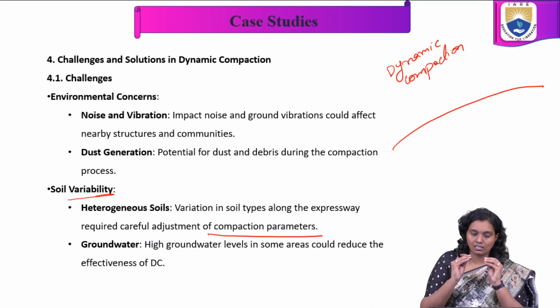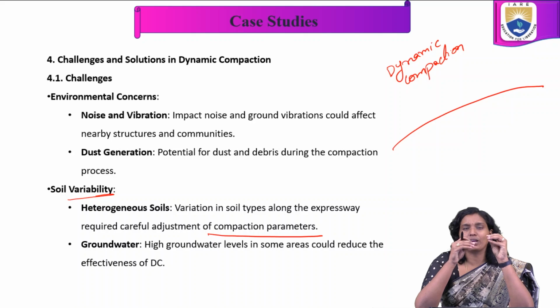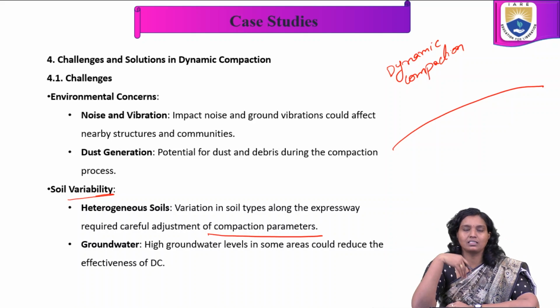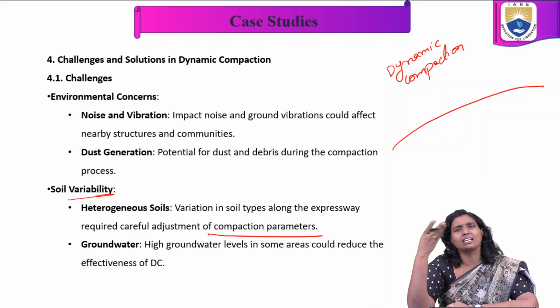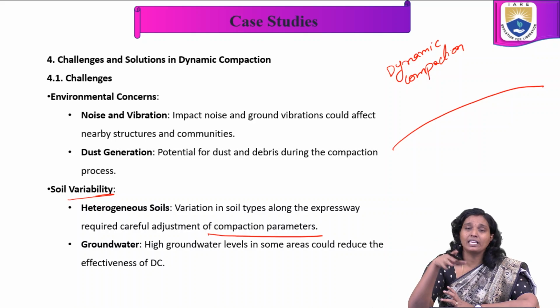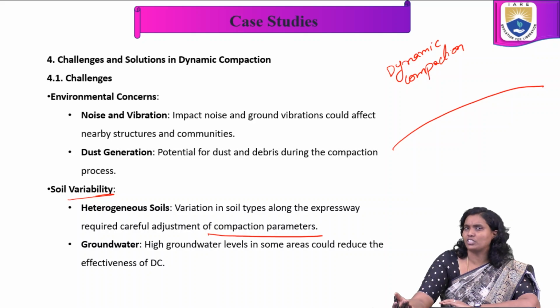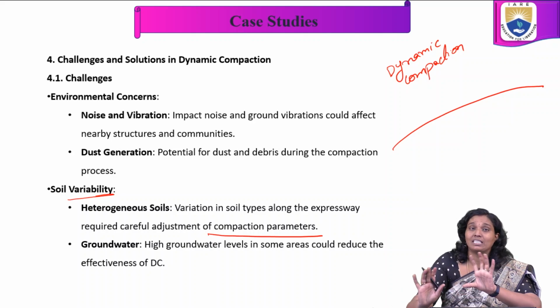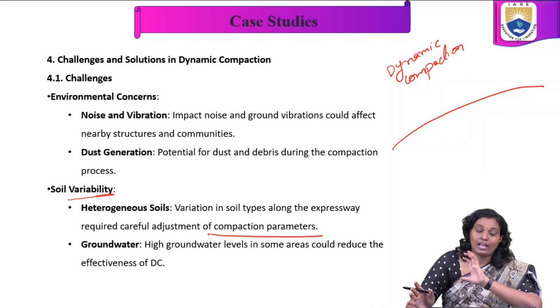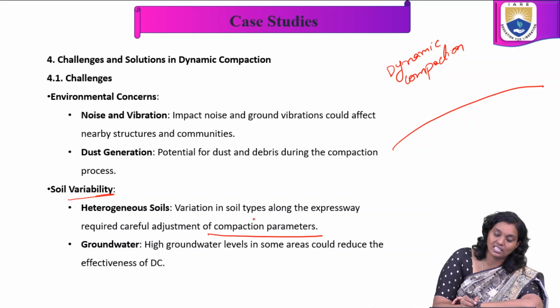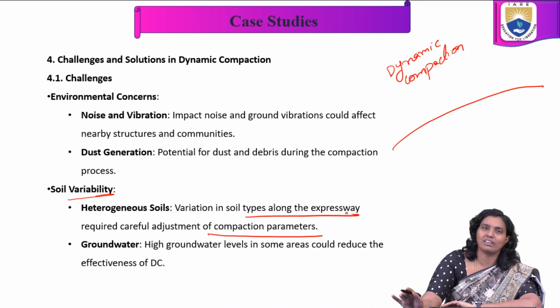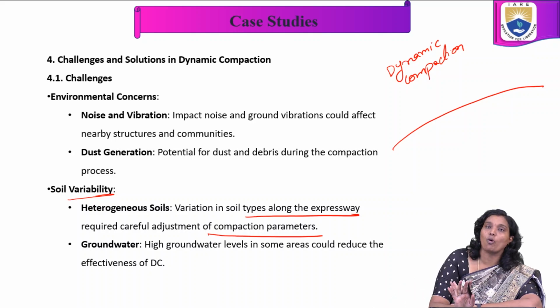So we may not apply the same kind of dynamic compaction throughout. The variations may be in height or weight in any way. For the grid, some stretches may use 4 meters, and in some stretches it may be 6 meters. This versatility is there, and we have to understand accordingly. So for heterogeneous soil, variation in soil types along the expressway requires careful adjustment of compaction parameters.